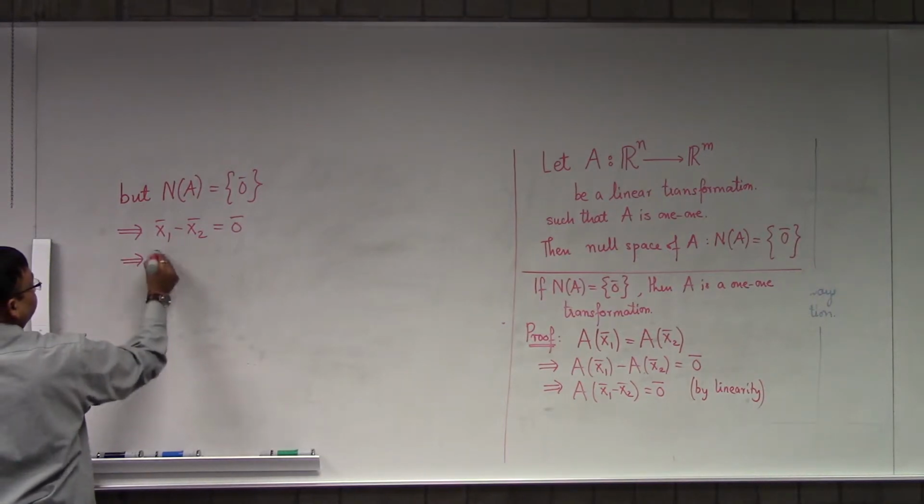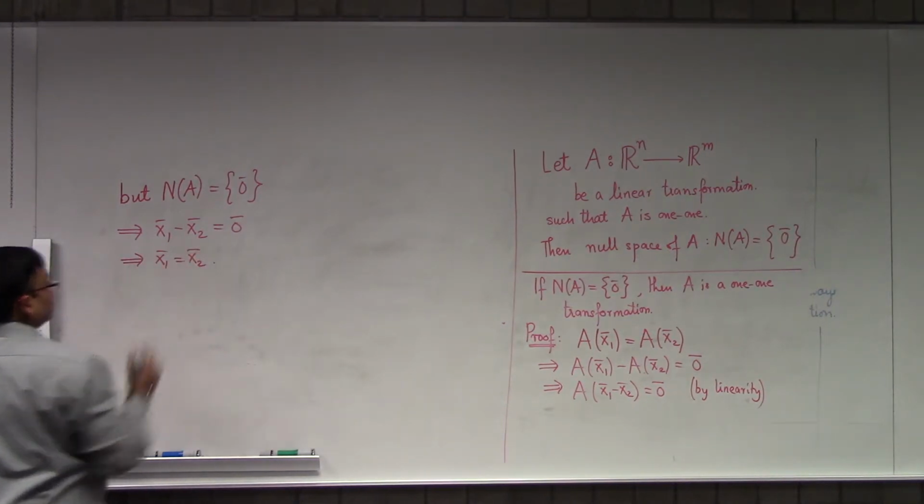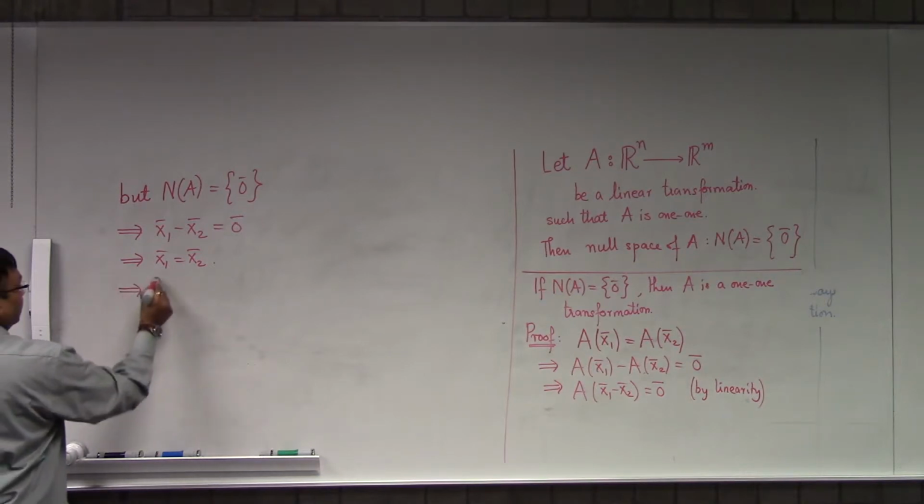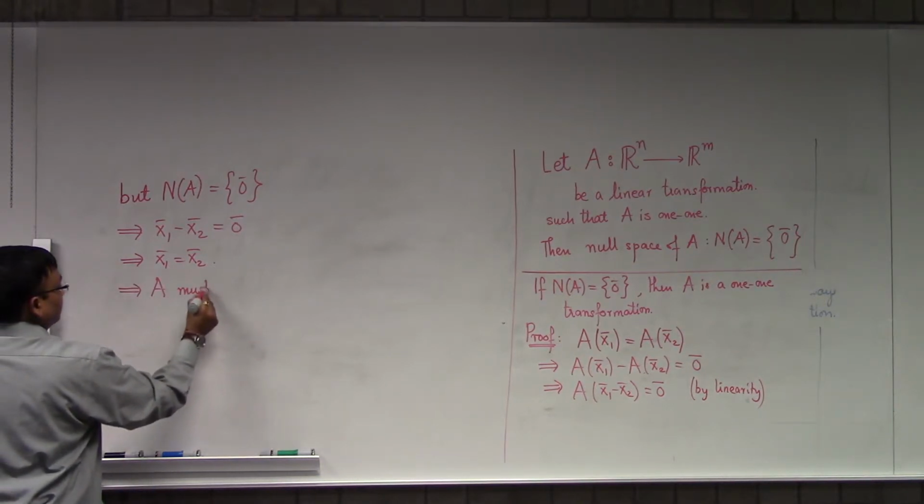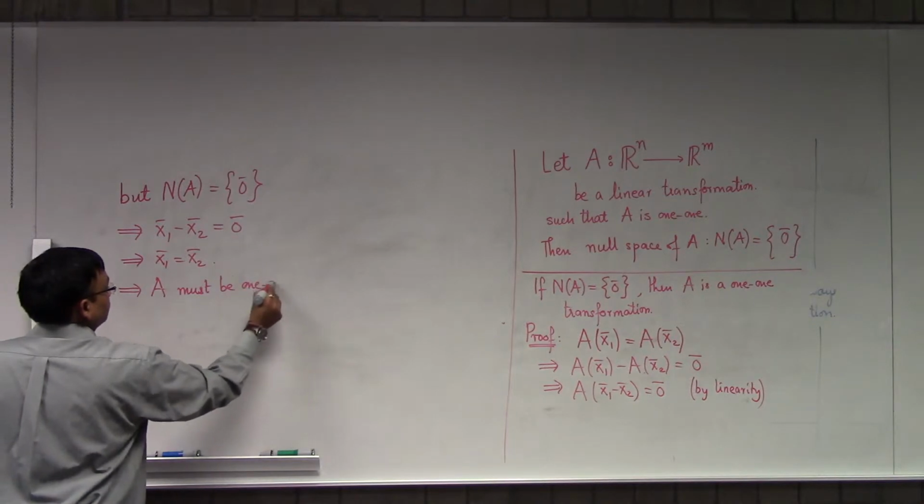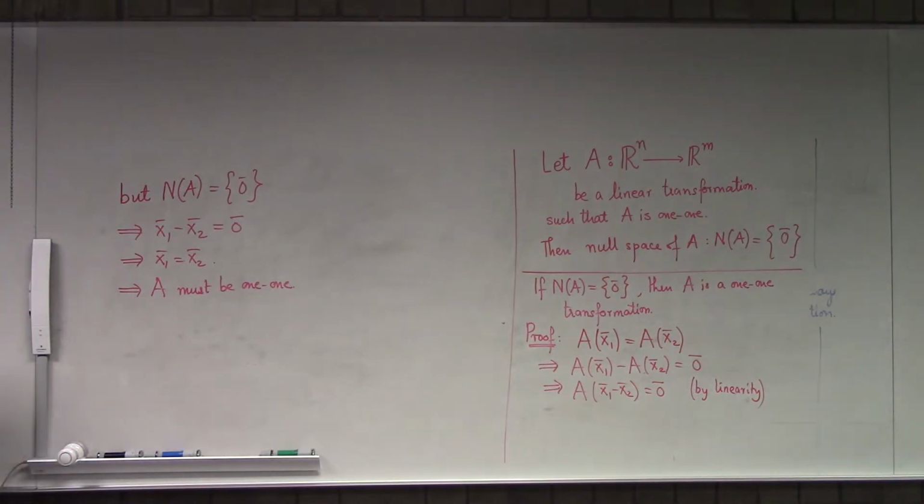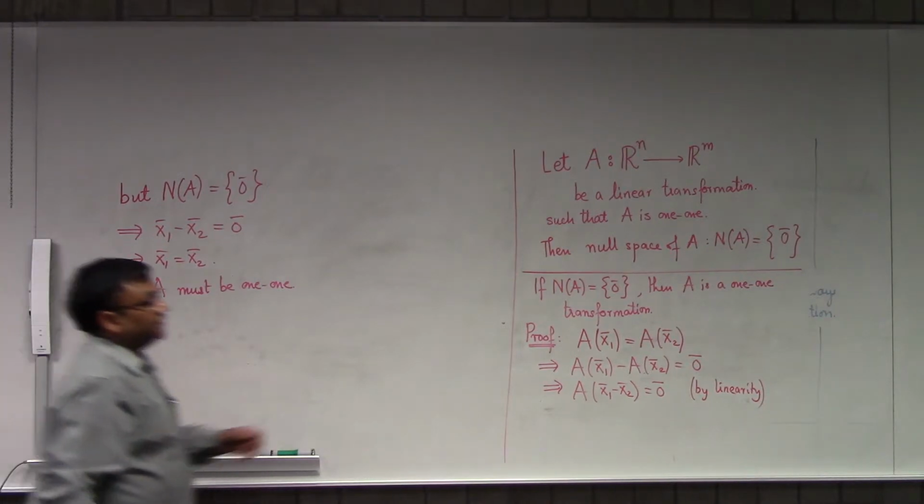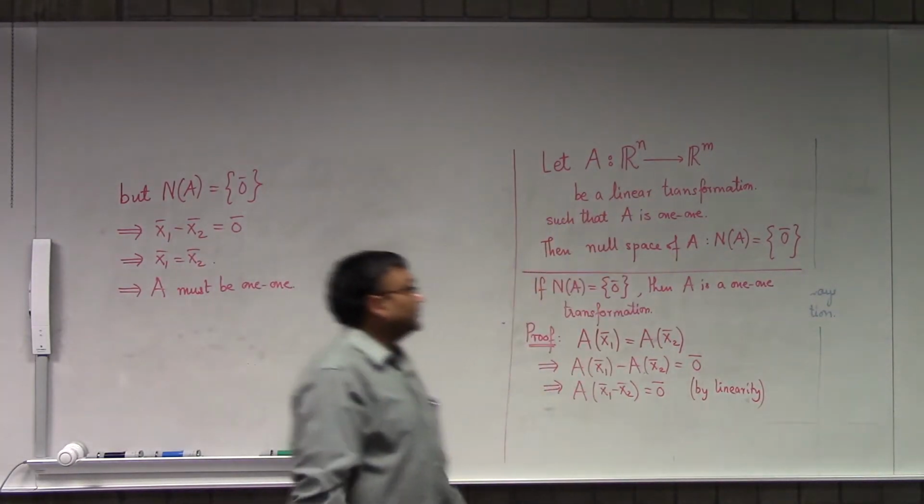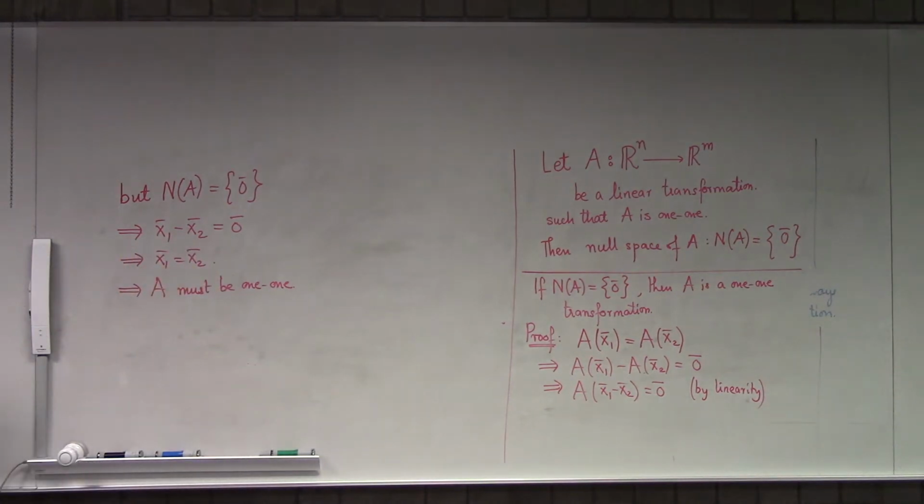This tells us that the vectors x1 and x2 must be the same. This tells us that A must be 1 to 1. Notice, I'm not saying anything about invertibility yet. The reason being, we are working from Rn to Rm, and n and m might be different. So 1 to 1ness doesn't guarantee invertibility because the matrix might not even be square. However, if it was square, then yes, we have a guarantee that it would be invertible also.